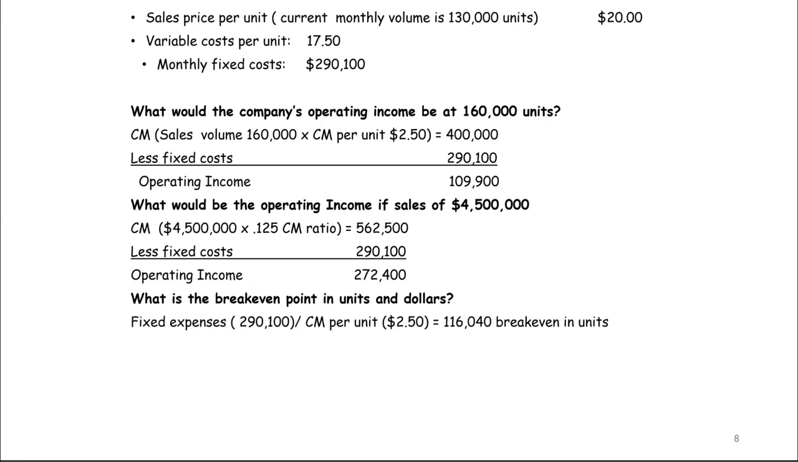Fixed expenses divided by the contribution margin tells us that in units it is 116,040. That's what we have to sell just to break even. That's our minimum amount we've got to sell. Or we have to generate sales of $2,320,800 to break even in sales.